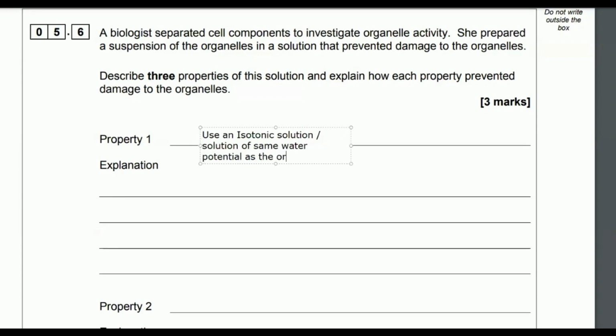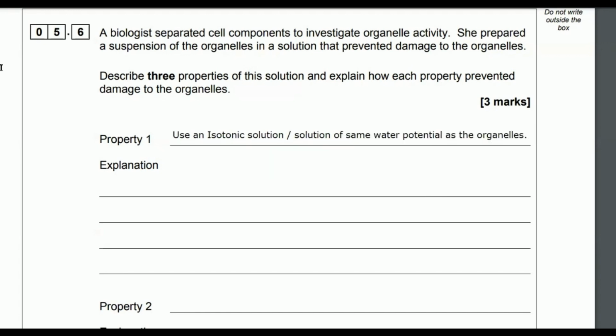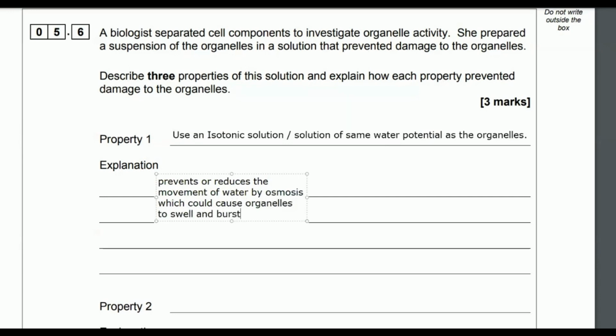Well, this is all part of your cell fractionation topic, so you should know all of this off by heart. It's part of the AS biology, but also obviously it's part of the A-level content. So number 1, use an isotonic solution. You can describe that by saying use a solution where the organelle and the solution around it are at the same water potential. And the explanation: this is going to prevent the net movement of water by osmosis, which will prevent organelles swelling up and bursting.